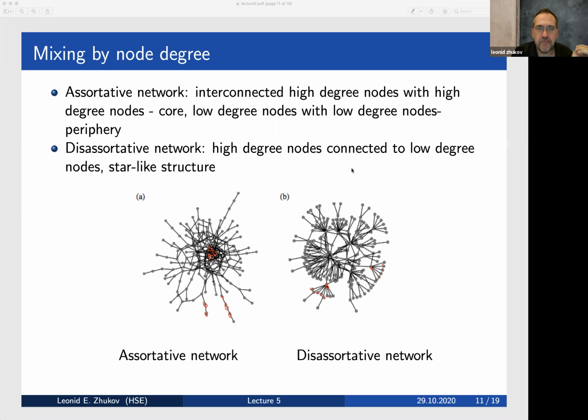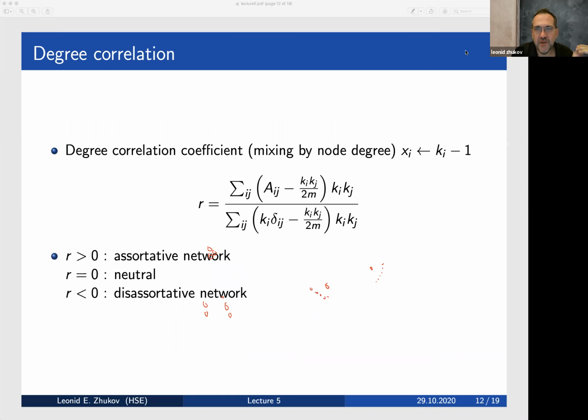Okay. So we can again measure that. The degree of assortativity with respect to node degrees is measured by what's called the degree correlation coefficient. And here's the formula. Again, it's really the correlation coefficient where you use node degrees. If it's greater than 0, you get an assortative network. If it is close to 0, you get neutral. If it's less than 0, you get a disassortative network.